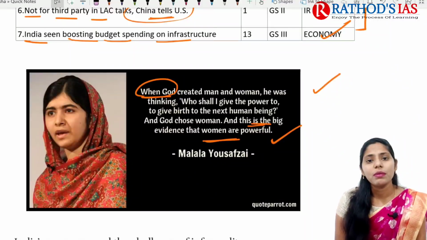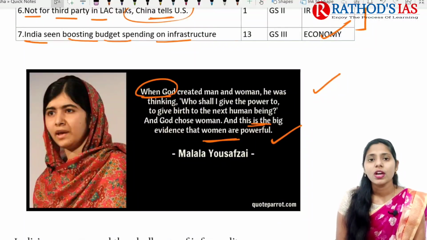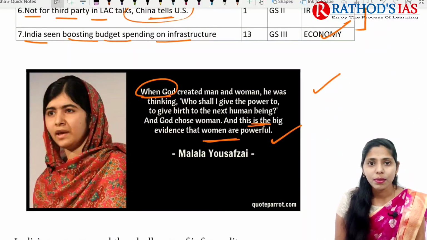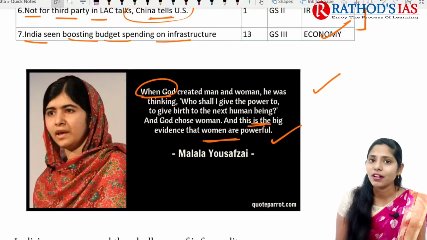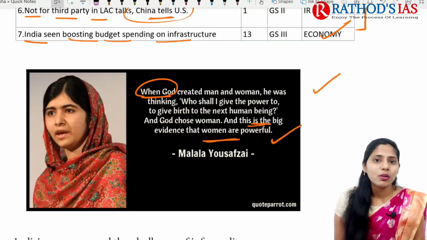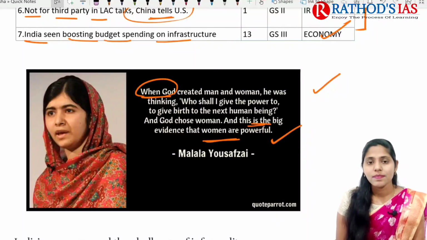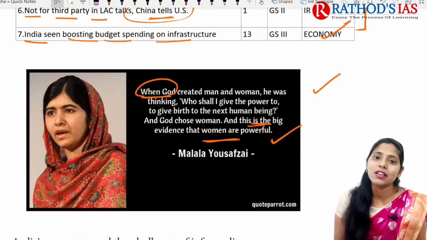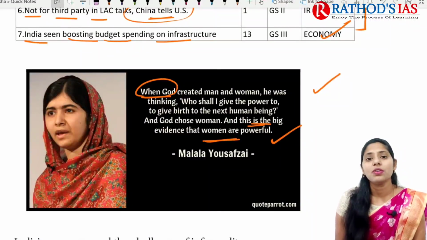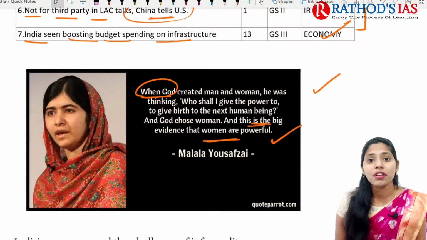So when we want to come up with gender equality, or when we want to talk about social empowerment, you can quote this type of quote. You can say that women are powerful. So why are women powerful? If you see the recent trends, even permanent commission is now being given to women in the army, and women are entering into each and every field.